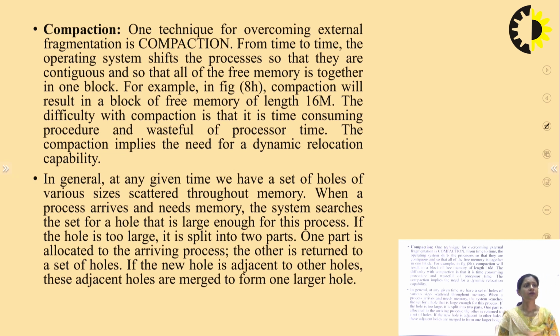For that, from time to time, the operating system shifts the processes so that they are contiguous and so that all the free memory is together in one block. In general, at any given time, we have a set of holes of various sizes which are scattered throughout the memory. When a process arrives and needs memory, the system searches for a hole. Holes means the free partitions that are large enough for that process. If the hole is too large, it splits into two parts. One part is allocated and the other is returned to the set of holes.